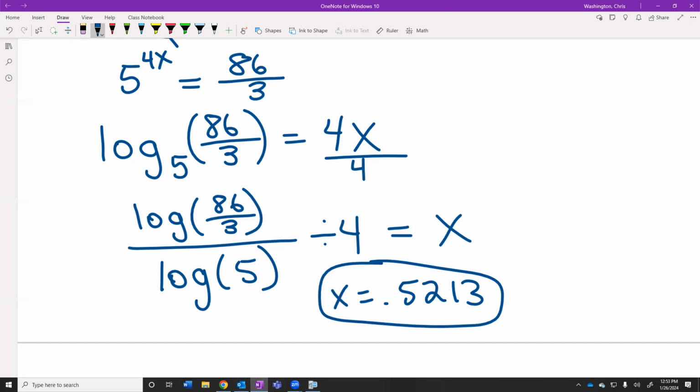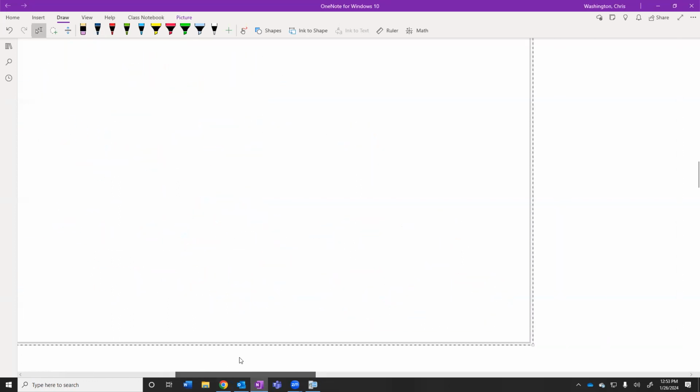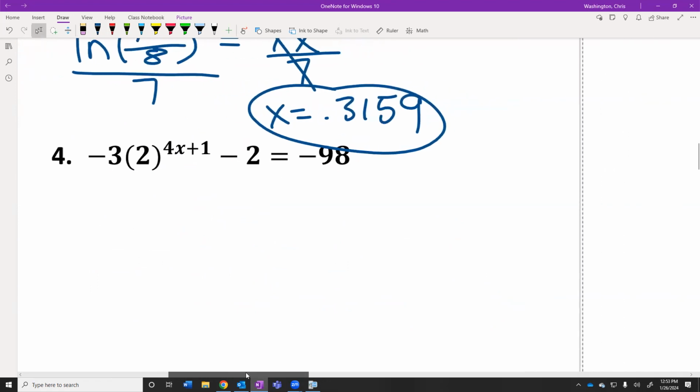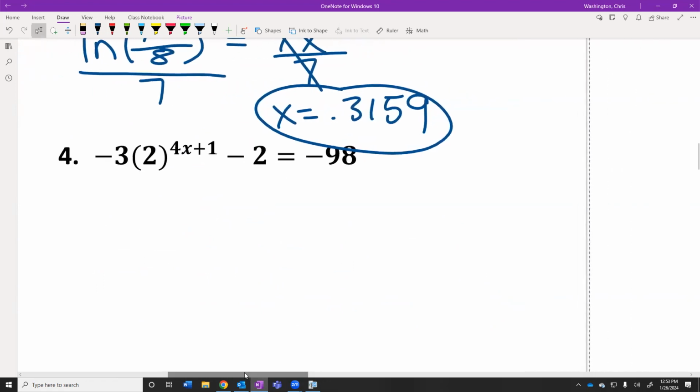And last one, very similar to the one we just did. It's actually got one extra step in there. So if you can do number 4, I have a pretty good feeling you can do any of them that I might give you on a quiz or test.